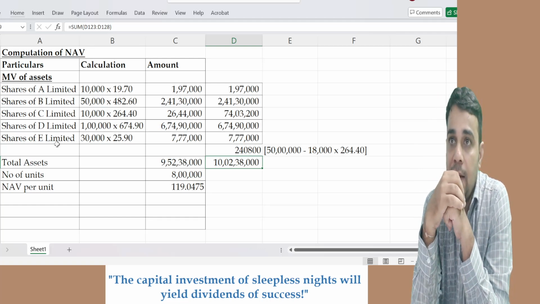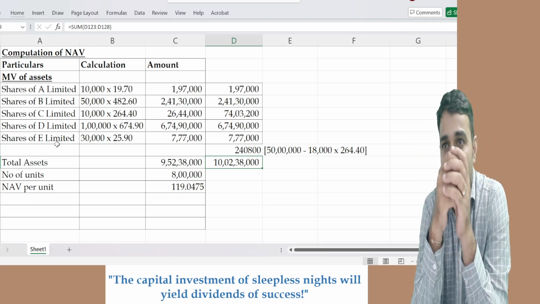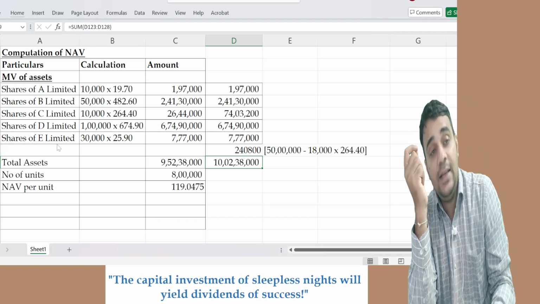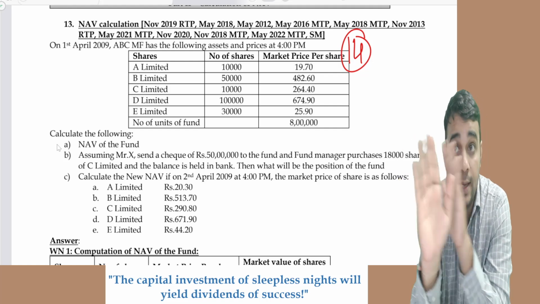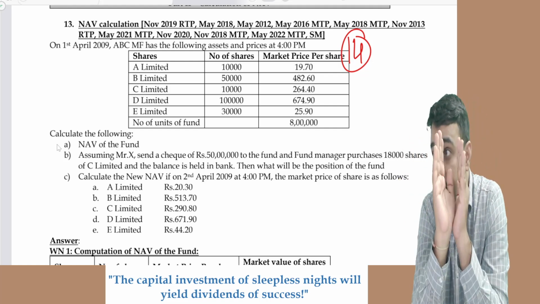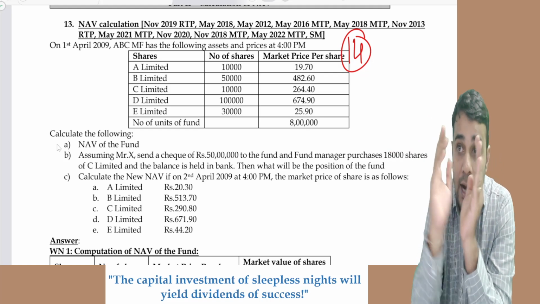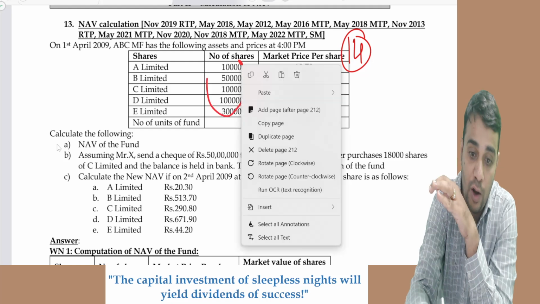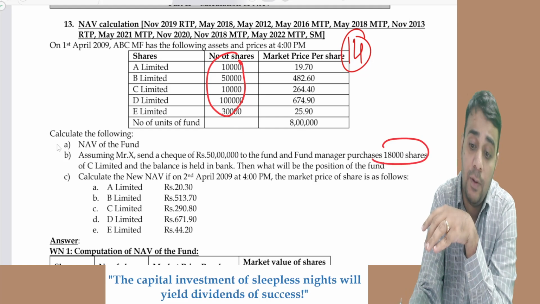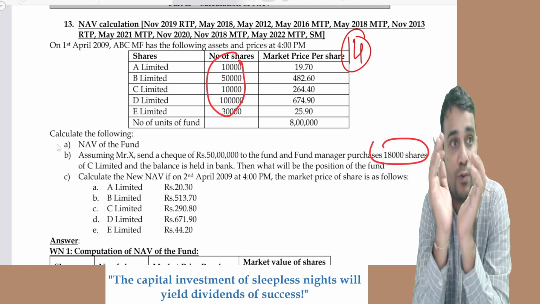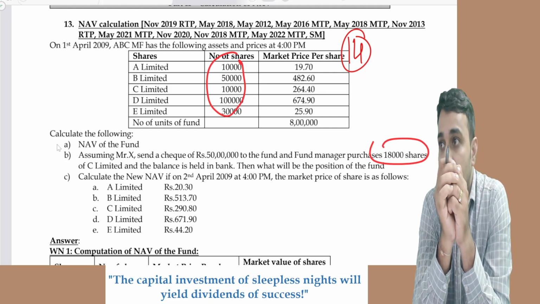Number of units from 8 lakh will go up to what? Okay, it's a common mistake which students make. I don't know why that mistake comes. They think that 18,000 will get added to the units. Where is the link between shares and units? Zero link. Understand this very clearly. I did not say units is the total of all of this. What makes you think 8 lakh will become 8 lakh 18,000? Half of the students make this mistake.